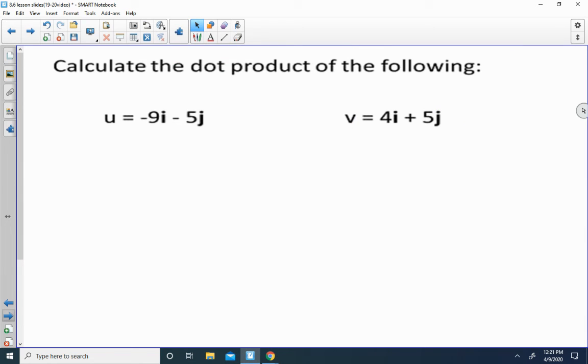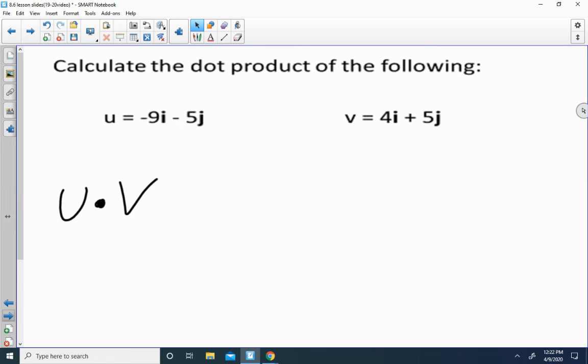Now this one says find the dot product of these vectors. Or in other words, we're still doing the dot product of u and v, but they're not in their component form anymore. They're in their ij form.